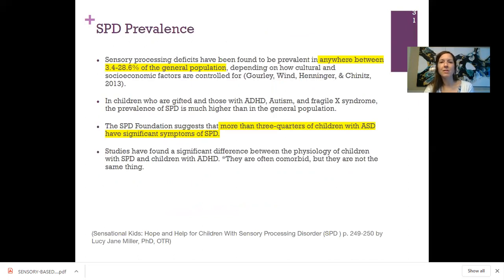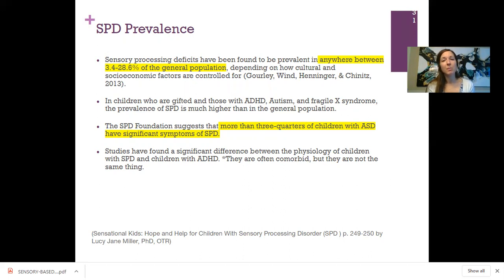And then prevalence. There's a huge range in terms of how many people there are with SPD, anywhere from 3% to 28.6%, and it just depends on where the study is being done. So it's not a great estimate in terms of how many people have it.